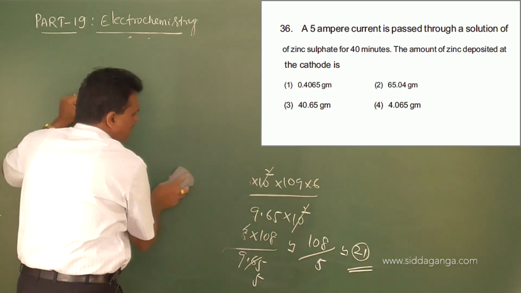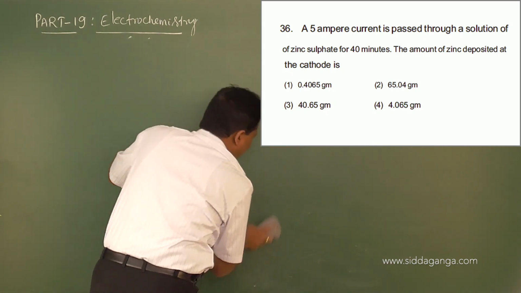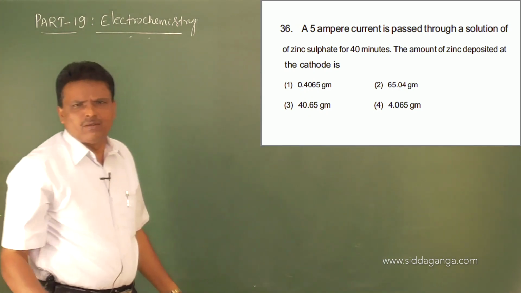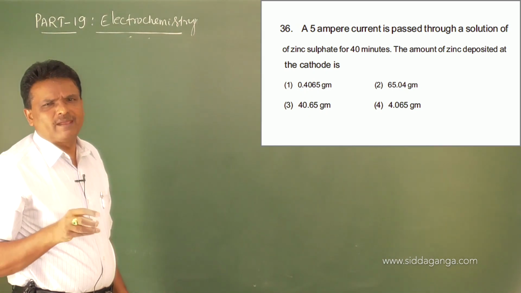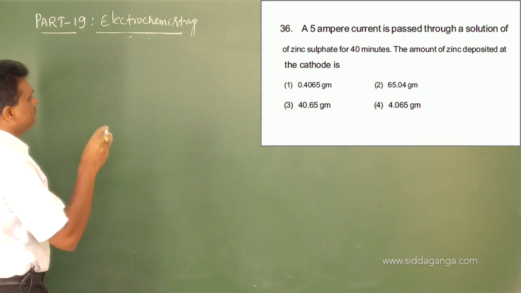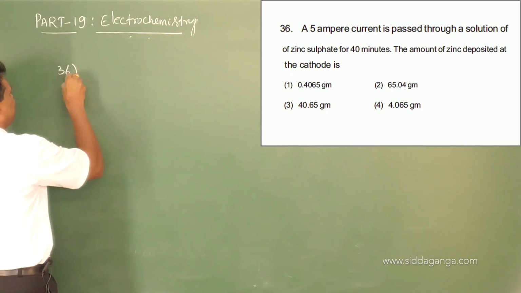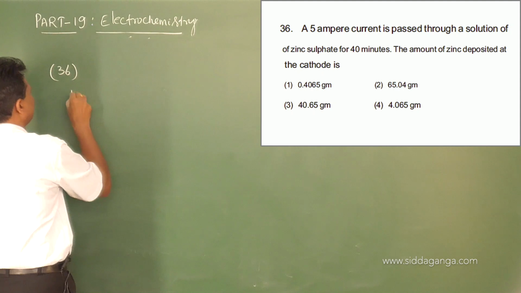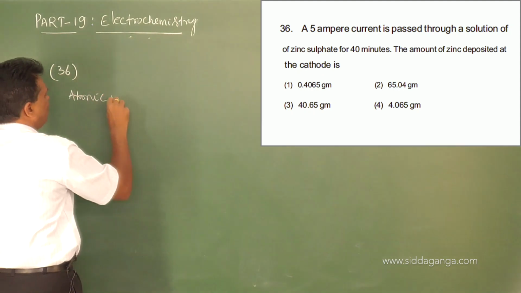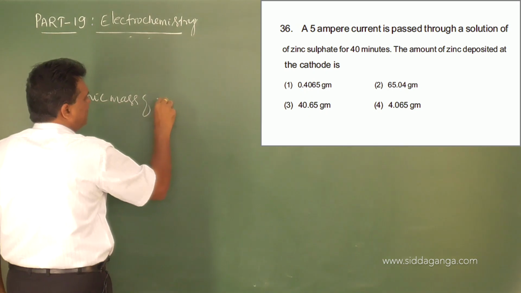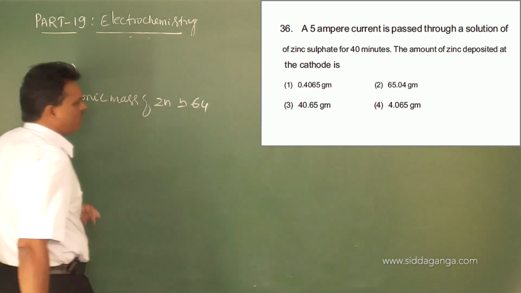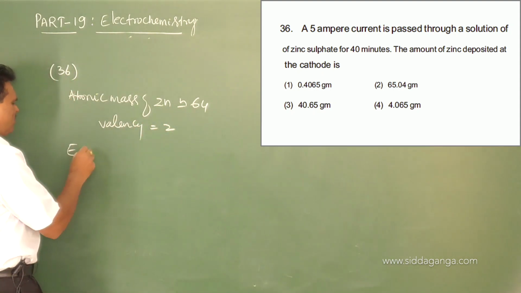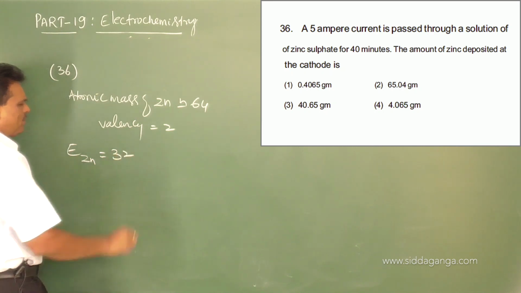So what is the atomic mass of zinc? The atomic mass of zinc is nearly 64. That is not given, you may not have known it. For question number 36, the atomic mass of zinc is nearly equal to 64, valency is 2. Therefore, the equivalent mass of zinc is approximately 32.